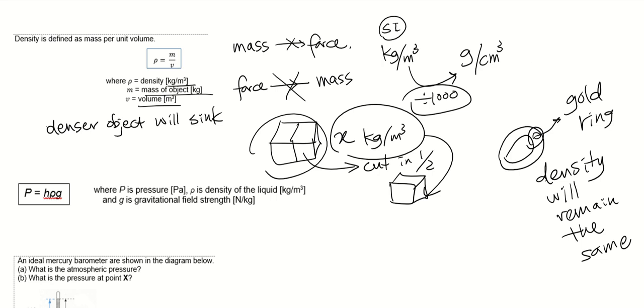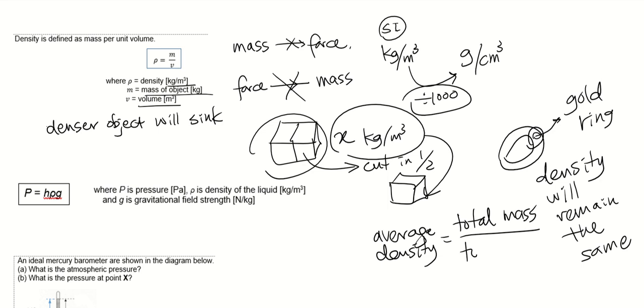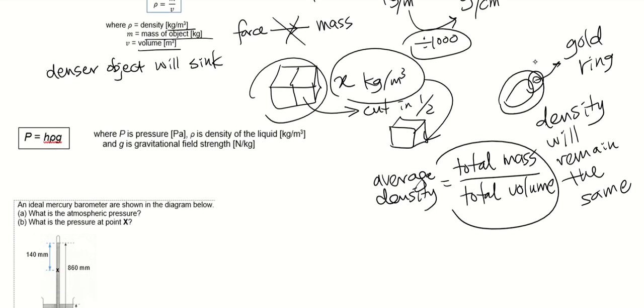So when will the density change? It is when I mix it with another object of different density. Then I will need to apply average density. I need to find the individual masses and add them up to get the total mass, and the individual volumes and add them up to find the total volume. Then I apply the same density formula, total mass over total volume. Okay. Next thing, we come to liquid pressure.